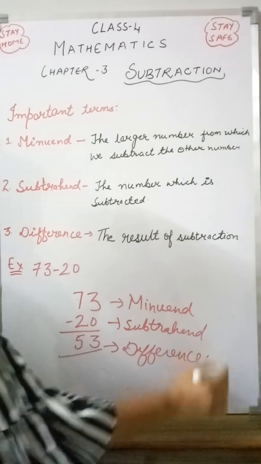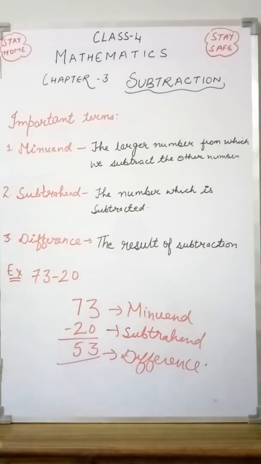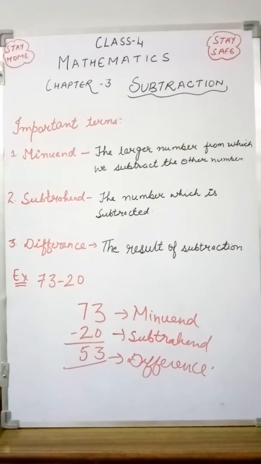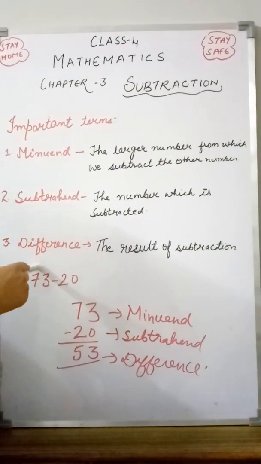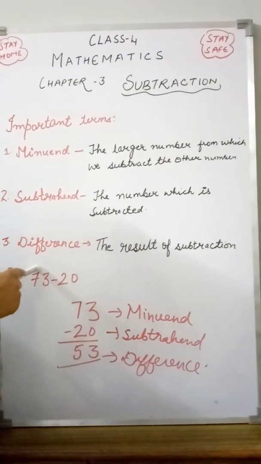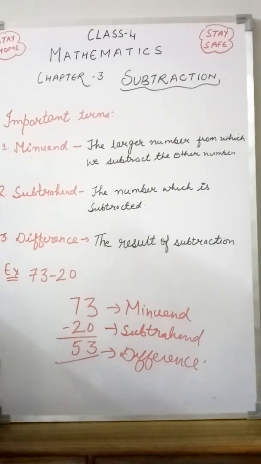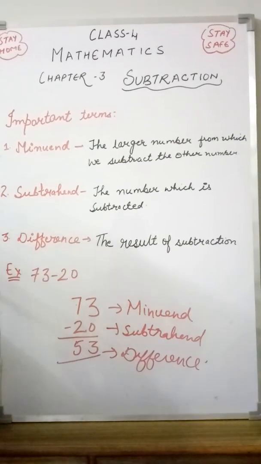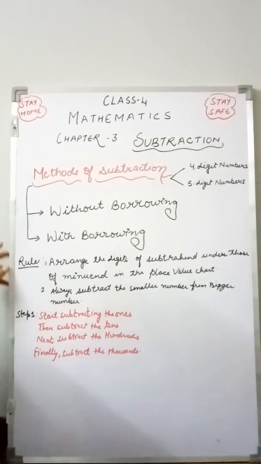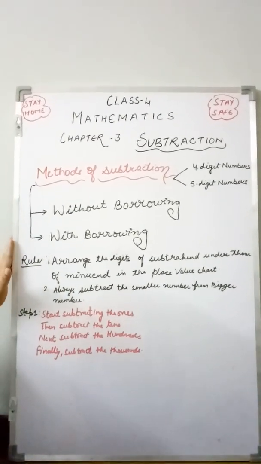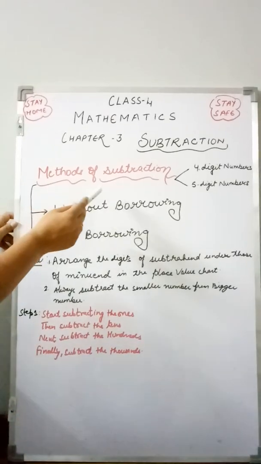So these are the three main terms of subtraction. I hope you understand. Minuend, the larger number, subtrahend, the smaller number, and difference, the result of subtraction. This example is there just to understand these three terms. Okay students, after discussing the three terms, minuend, difference and subtrahend, now come to the methods of subtraction.